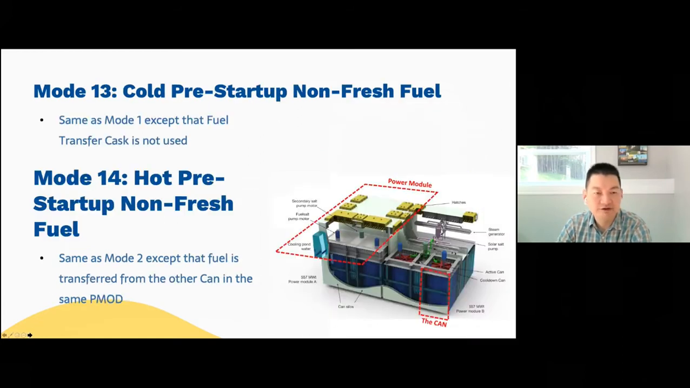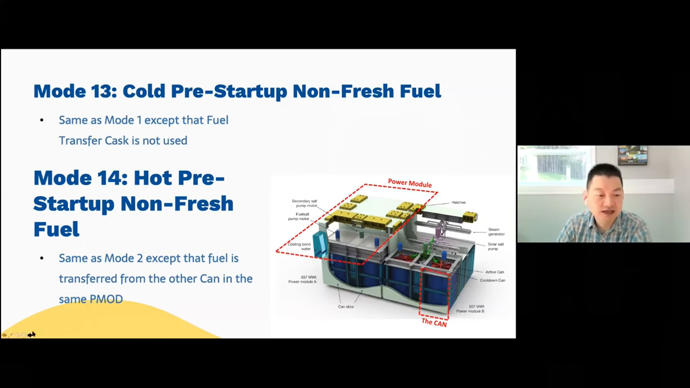And then we have 2 extra modes, which is for the scenario that you're not using a fresh fuel salt. Say the fuel salt has been used in one can, but then you want to use another can. So these 2 modes prepare the can ready for the non-fresh fuel. So I'm not gonna get into detail here. I know it's a little bit confusing because we have so many modes.